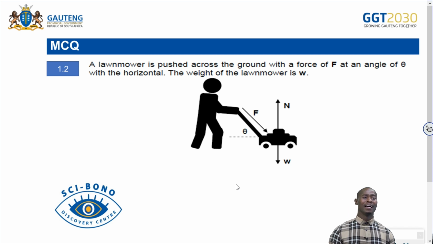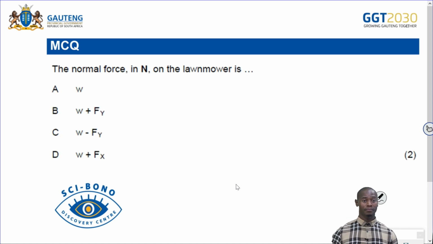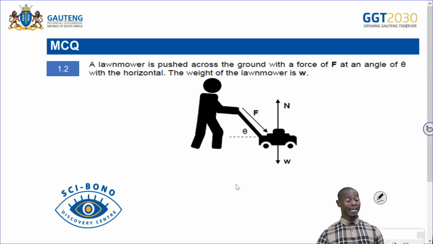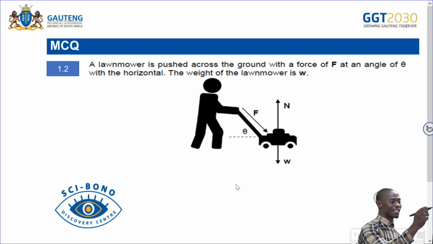The second one: a lawnmower is pushed across the ground with a force of F at an angle theta with the horizontal, and the weight here is W, right? So what is it that they're looking for here? Let's check. The normal force, right? So what is happening here?